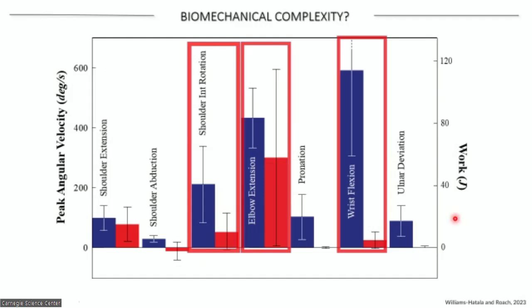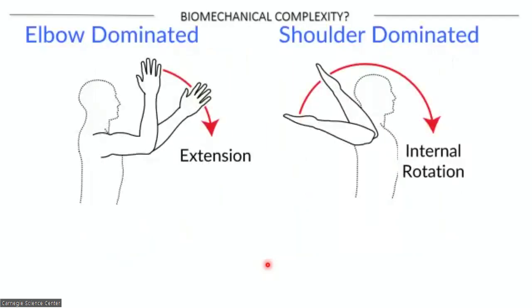So this is another figure similar to what I showed earlier, showing angular velocities and work. And you can see that whip-like motion sequence is in effect as we move from the shoulder to the elbow to the wrist. And when we looked closer at our data, we realized that our subjects were conforming to one of 2 biomechanical strategies.